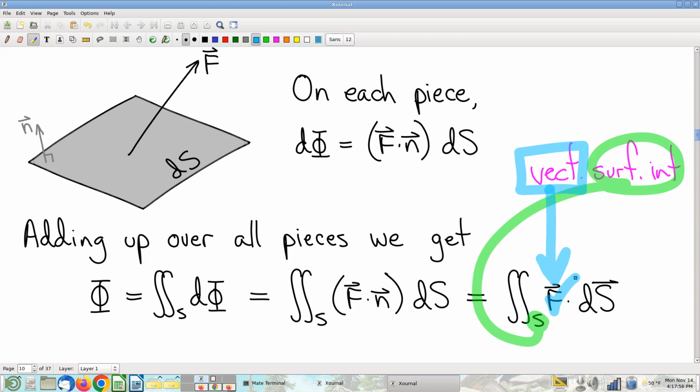The differential is also a vector, at least when we write it like this. So both the differential and the integrand are vectors, and thus the name vector surface integral. What do you think? Everybody on board? Okay, not to be confused then with scalar surface integral, which is what we were talking about before.